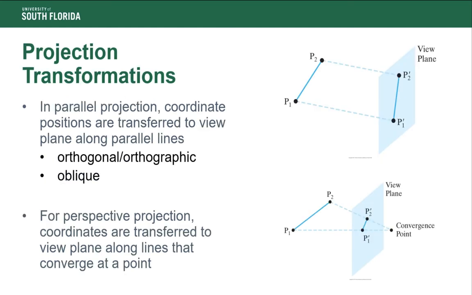In parallel projection, coordinate positions are transferred to the view plane along parallel lines. It has orthogonal and oblique. For perspective projection, coordinates are transferred to the view plane along lines that converge at a point. So one is parallel, one is at a point.